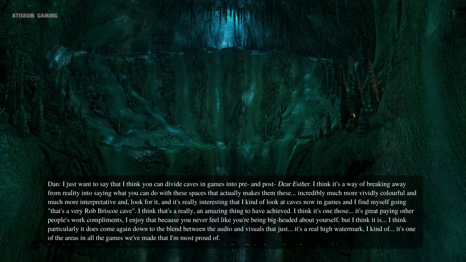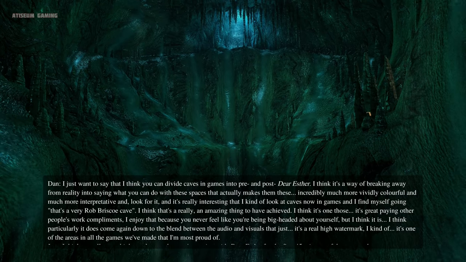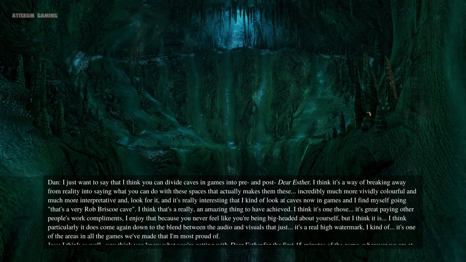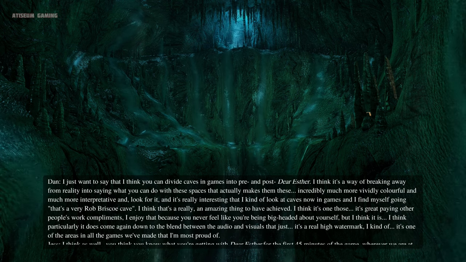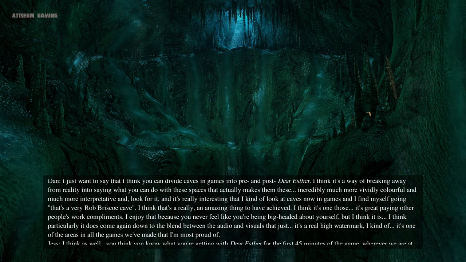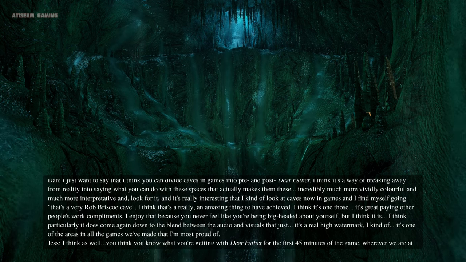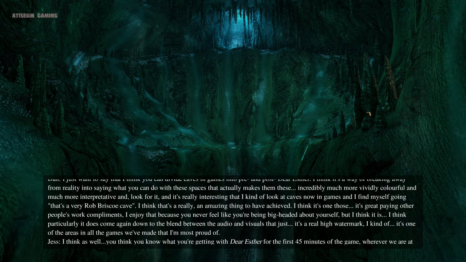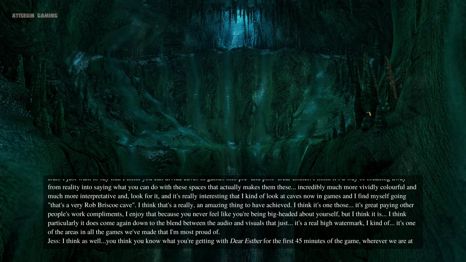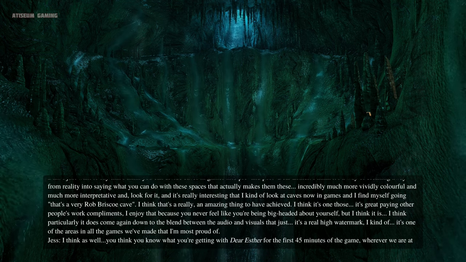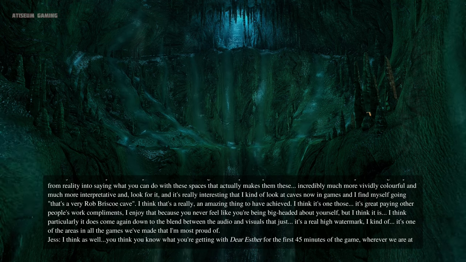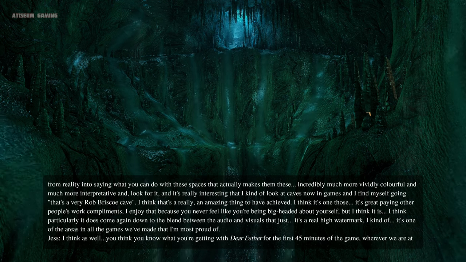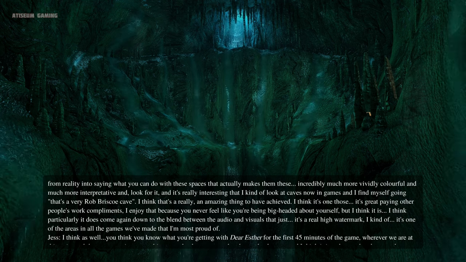I just want to say that I think you can divide caves in games into pre and post Dear Esther. I think it's just a way of breaking away from reality into saying what you can do with these spaces that actually makes them incredibly, much more vividly colourful and much more interpretative. And it's really interesting that I look at caves now in games and I find myself going, that's a very Rob Briscoe cave. And I think that's an amazing thing to have achieved.